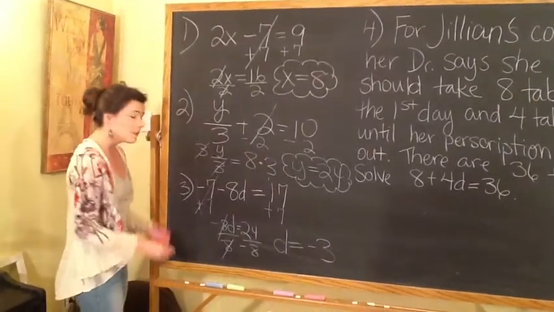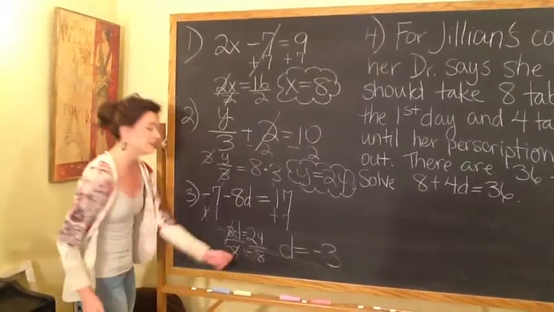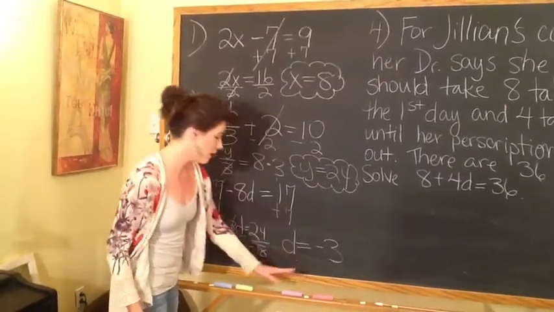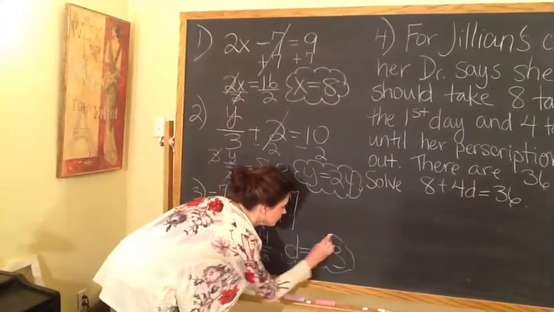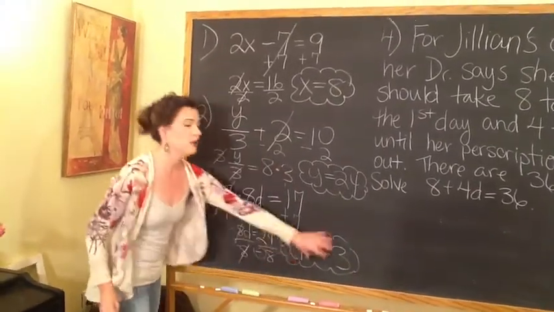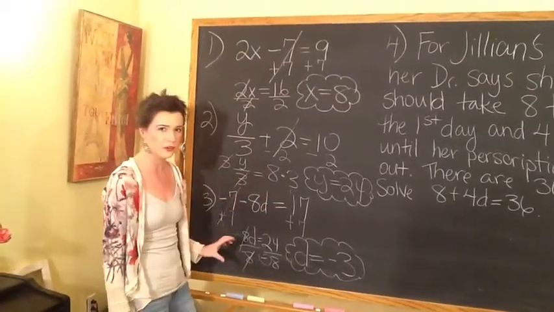Now keep in mind, we're dividing a positive by a negative. So we only have one negative sign, so our answer is going to be negative. So d equals negative 3 is our solution. You can always plug it back in to check yourself to make sure that you will get 17 when you do all of this over here.